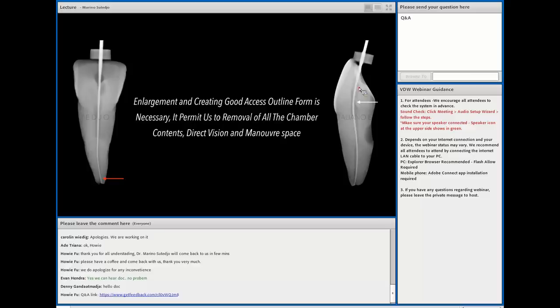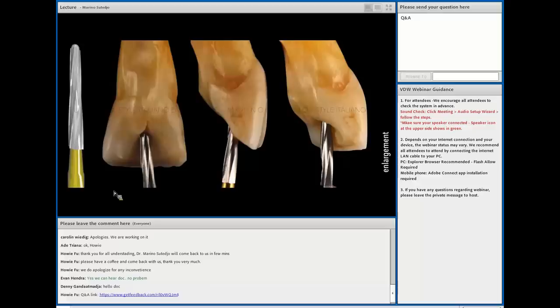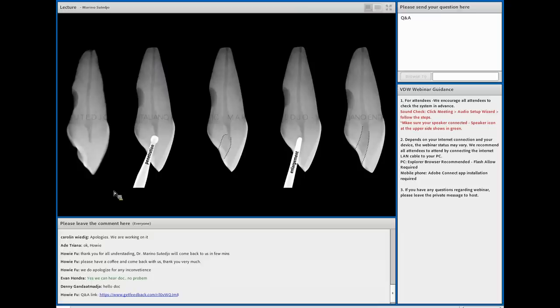And this outline means we need to enlarge our outline because it is necessary. How about this? If you try to make a minimal access cavity but you don't create enough enlargement, then you will have some coronal interference here, and it will be easy to create a ledge in the apical area. So enlargement is always important. Usually, I suggest doing enlargement with a safe-ended bur, or if you are already a skilled clinician, you can use just a regular diamond bur to do some enlargement and create a good outline for the access cavity.